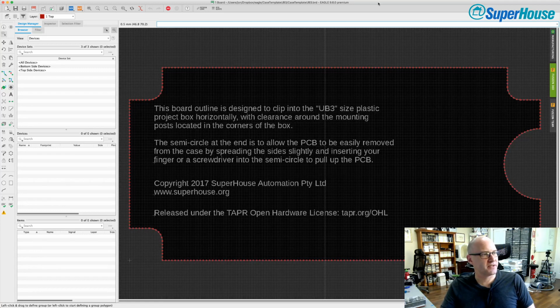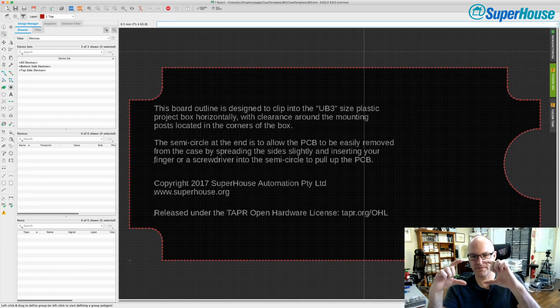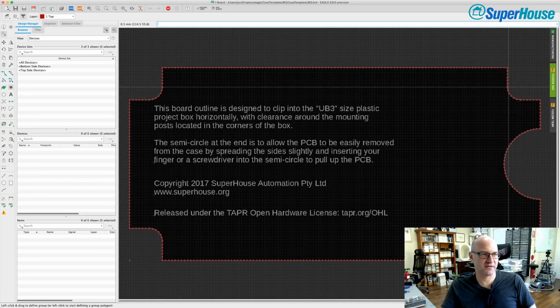What I can do is duplicate this Eagle project, and I've got a board which is optimized for a particular type of case. This one is optimized for what's called a UB3 project box, which is just an injection molded box about that size, and it has guides in the side of it so that you can put a PCB into it and it clips into place if you make your PCB the exact right size. And it has screws in the corner to attach the lid, but the stakes for the screws protrude into the corner, and that's why it's got this funny shape.